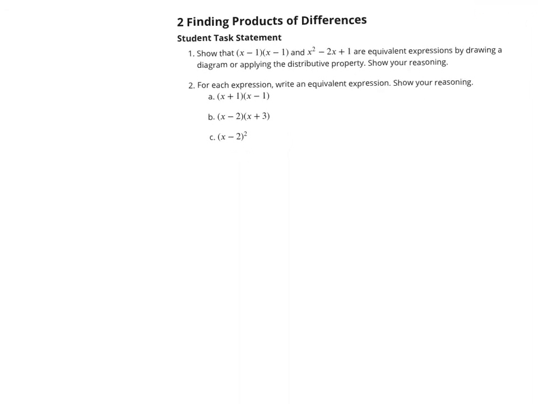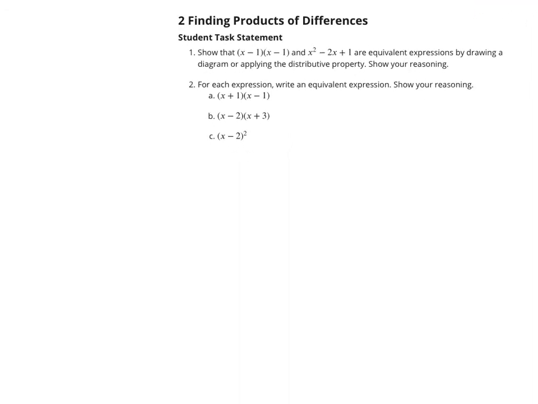All right, finding products of differences. So show that x minus 1 times x minus 1 and x squared minus 2x plus 1 are equivalent by drawing a diagram or applying the distributive property. Oops. That applying the distributive property is FOILing, and show your reasoning.